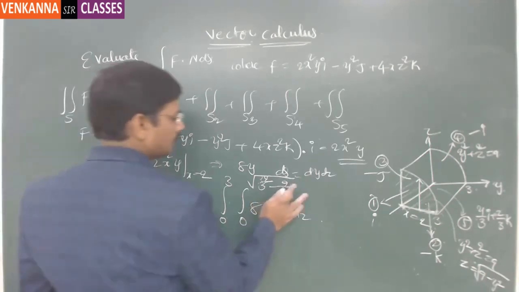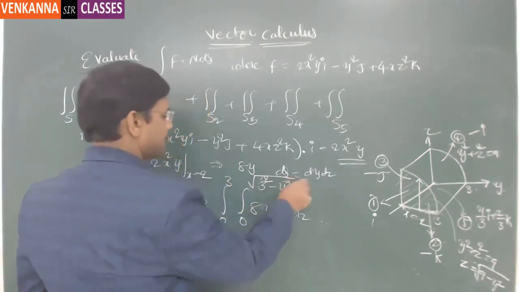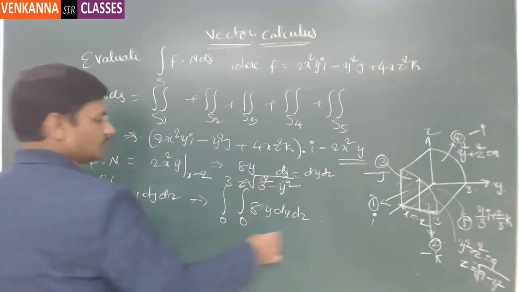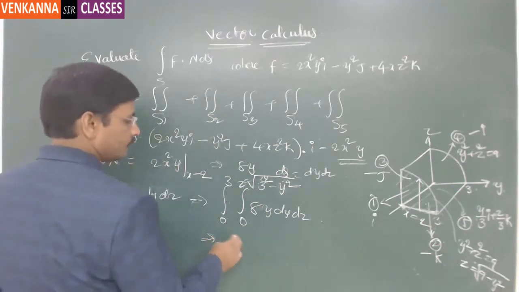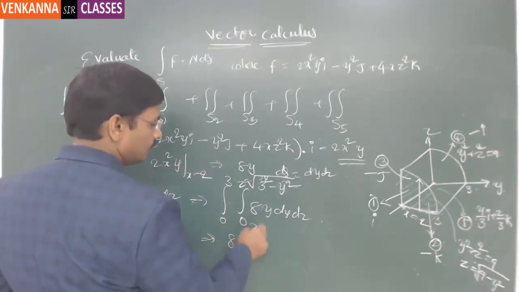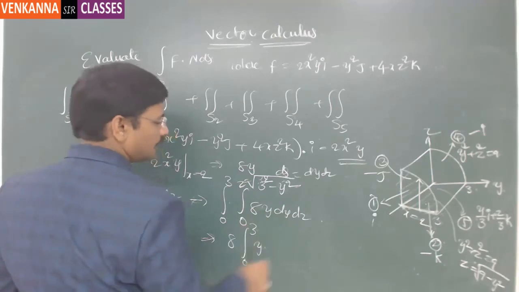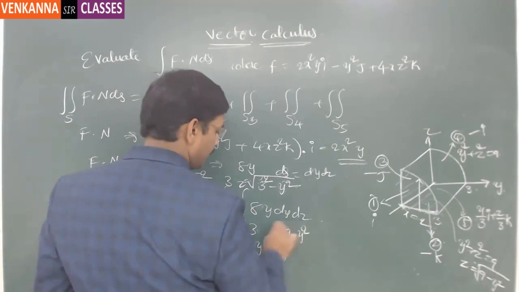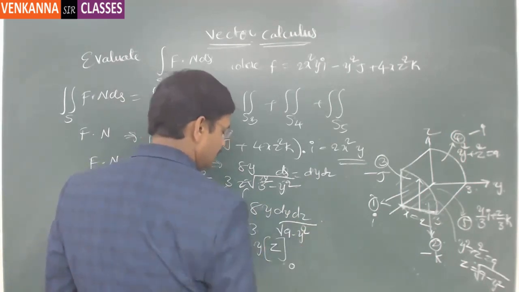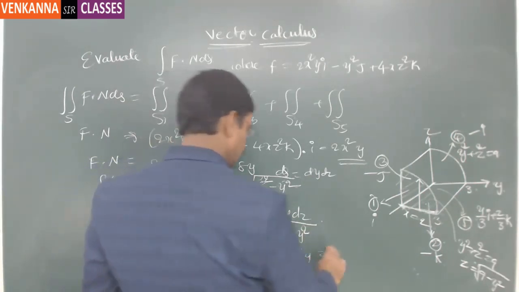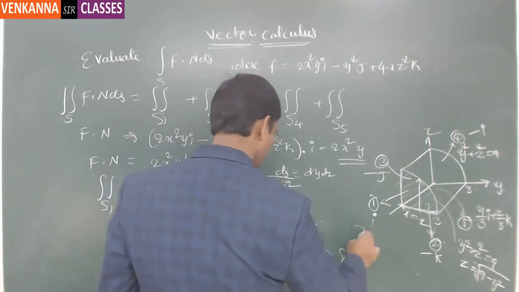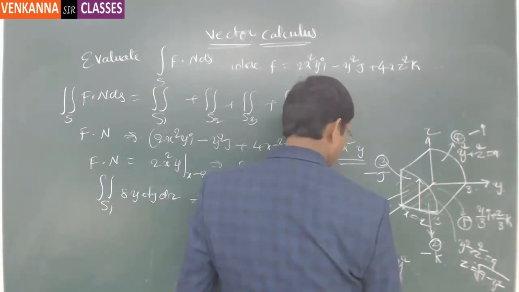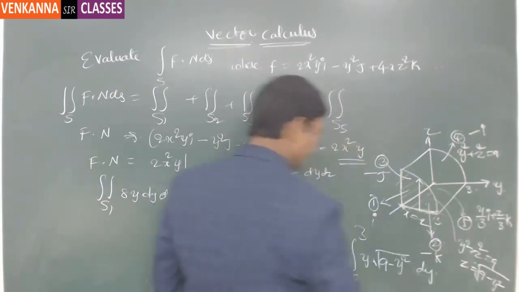So this is 9 minus y square. Now, if you do the integration with respect to z, then this is going to be 8 times the integral 0 to 3 of y into z, where the z upper limit is the square root of 9 minus y square and the lower limit is 0, dy. So this is 8 times the integral 0 to 3 of y into the square root of 9 minus y square dy. Got it?